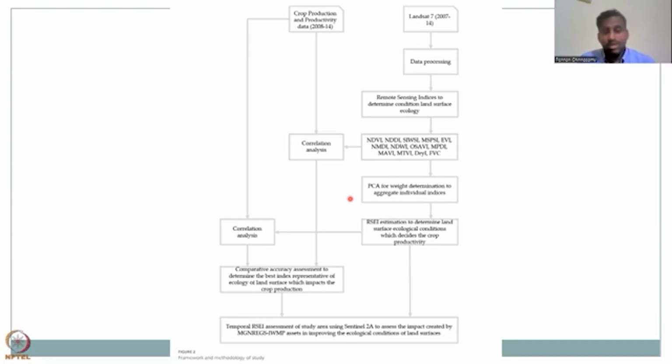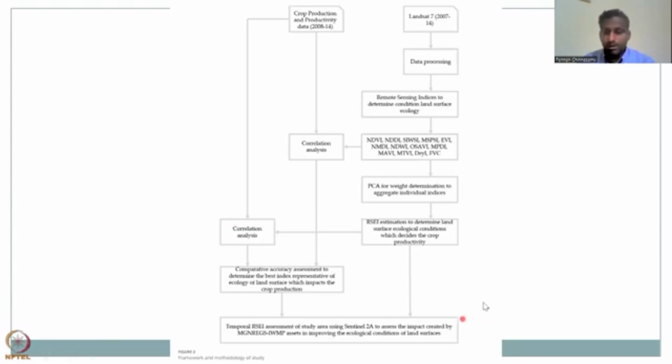So that is what was taken, and then quickly all these were analyzed for correlations, and then a comparative accuracy assessment to determine the best index representative of the ecological status of the land surface, which impacts the crop production. So as I said, through Manrega there's a lot of activity done, and the activity can impact crop production. So we took the crop production data, then we established the indicators for Manrega work, put weightages on the indicators, and only those with high weightages were used.